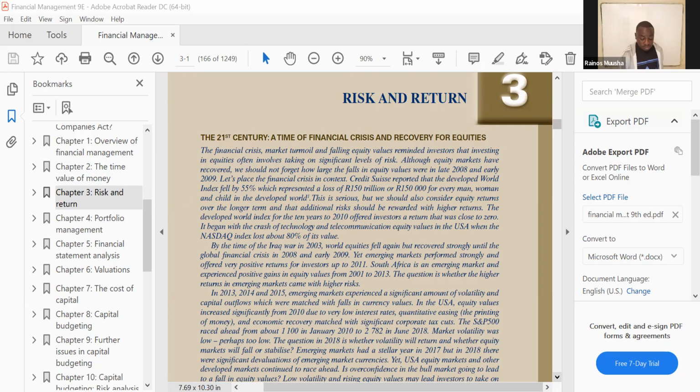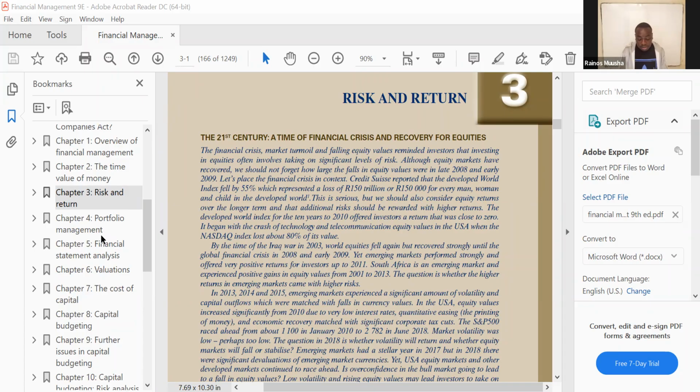So you will see that chapter 3 looks at risk and return, and chapter 4 looks at portfolio management. So in chapter 3, we first start off by looking at the risk and return relationship of a single security. And then in chapter 4, we now look at managing the risk and return relationship for what? A portfolio of securities as well.